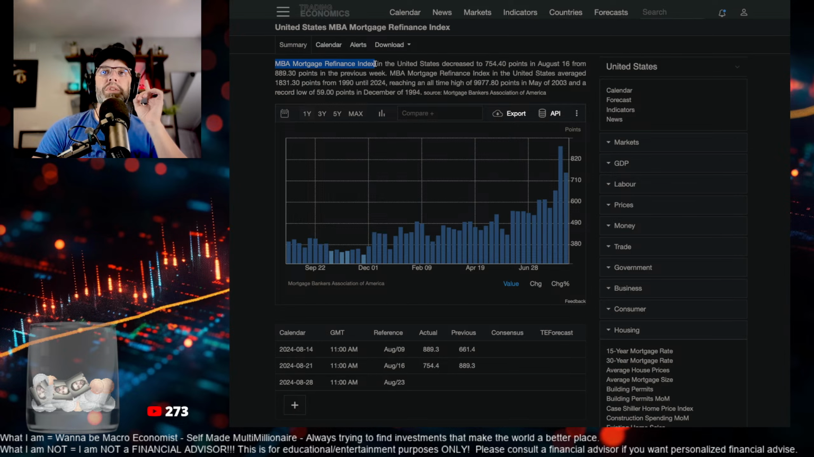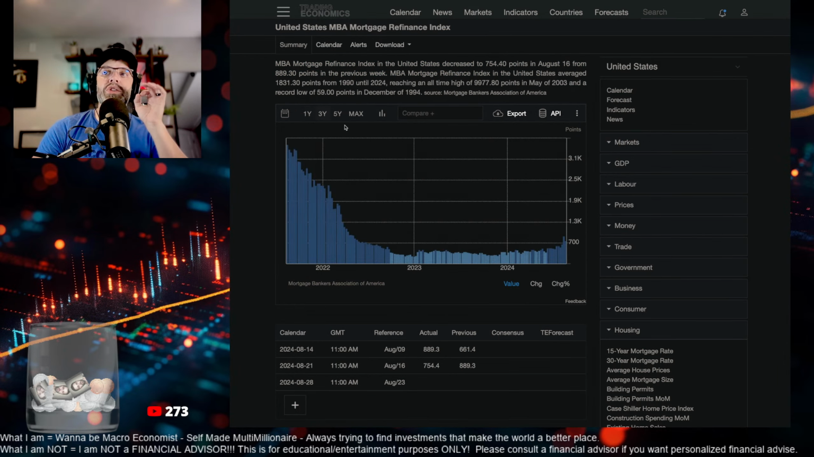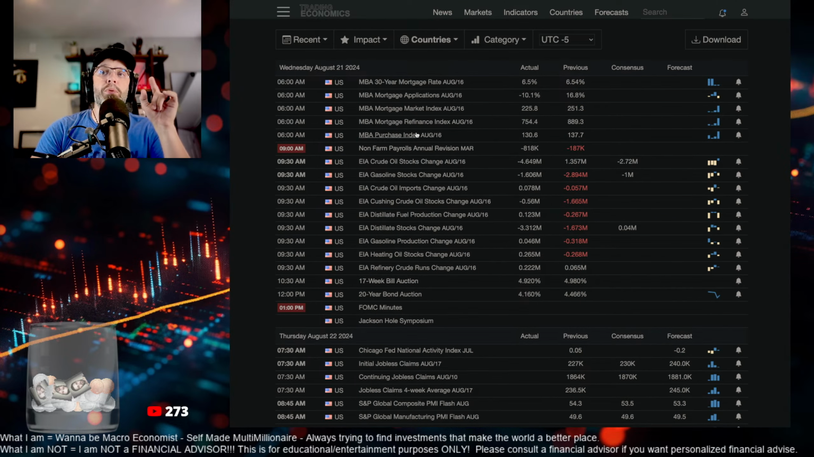Let's see, the MBA Mortgage Refinance Index. Look at this. Again, a great read, and this is a really dramatic look here where you can see the highest levels we've seen since, I don't know, June of 2022. So over 26 months of highs in the refinance index. So you're going to see that one probably. That's going to be the canary in the coal mine.